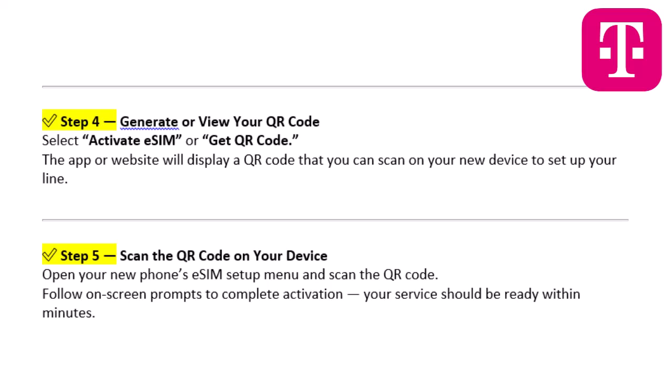Step 5. Scan the QR code on your device. Open your new phone's eSIM setup menu and scan the QR code. Follow on-screen prompts to complete activation. Your service should be ready within minutes. And that's it. You now know how to find your T-Mobile cellular QR code for eSIM activation.